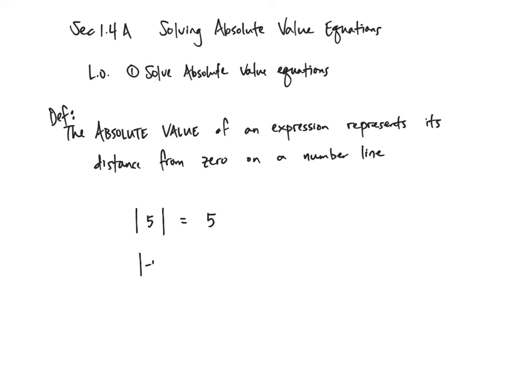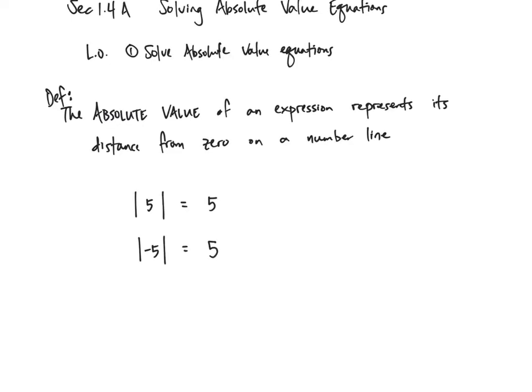And that's why, when we have the absolute value of -5, what that's asking is, how far is -5 away from 0 on a number line? Now, when we talk about distance, it's always positive. So that's why the absolute value of -5 is also 5, right? Now, when we talk about solving an equation, let's do a real basic equation, like the absolute value of x is equal to 5.